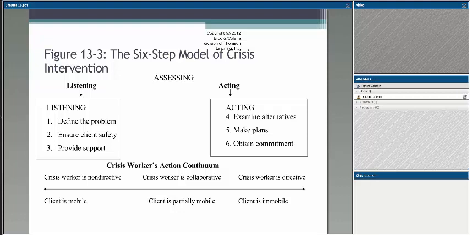Again, the crisis worker's actions are on that particular continuum in terms of what and how they need to respond. As you can see, when folks are in more of the listening, assessing piece, it's fairly non-directive. The assessing is much more collaborative. And then in some of the acting stuff, the crisis worker may even be more directive, as well as there are different levels of mobility that are expected when we think about that.